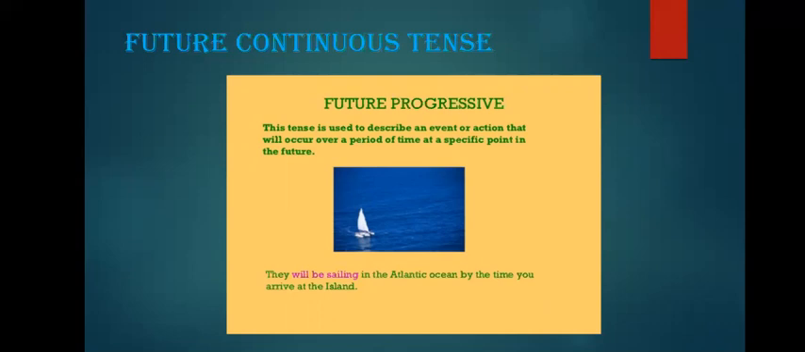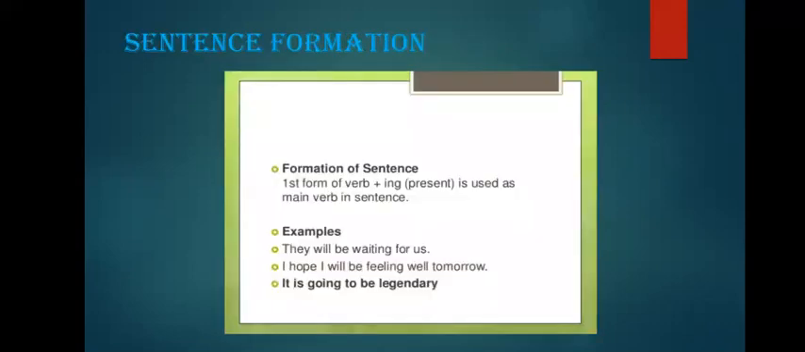So they will be sailing in the Atlantic Ocean by the time you arrive at the island. So by the time means when you will arrive, which means that the person has not yet come, he has yet to come to the island. Sentence formation: it will be will plus be, and the ing form of verb is used as the main verb. Example is future continuous tense.